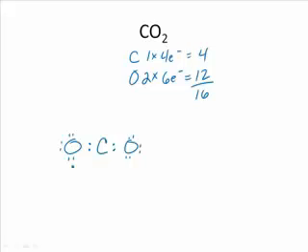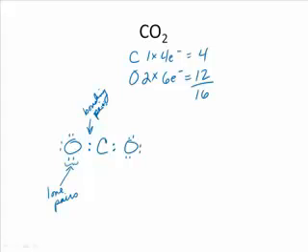Well, alright, let's introduce a little terminology. These pairs right here, not involved in a bond, are called lone pairs. And these are called bonding pairs. A bonding pair is shared by 2 atoms. A lone pair is only attached to 1 atom.